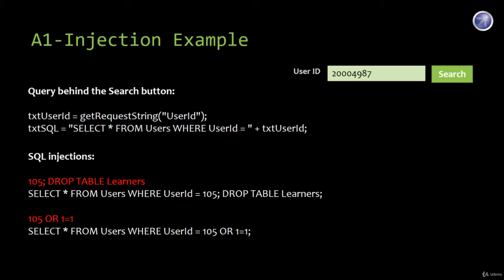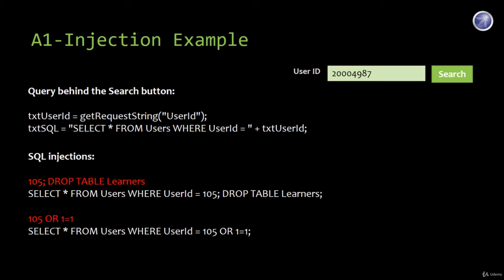Suppose that we have a text box where a user ID is required and then a search button. The usual SQL query behind that is select star from users where user ID equals the text that is fetched from the text box itself.